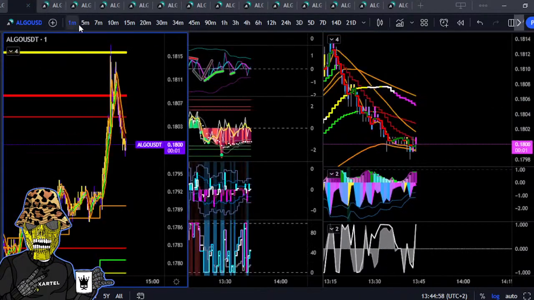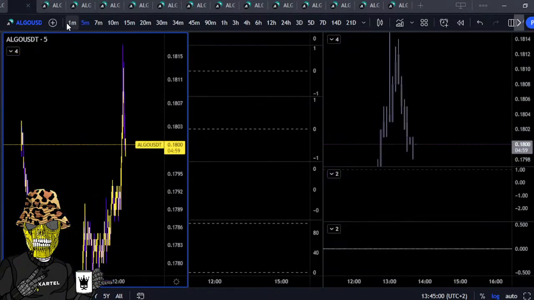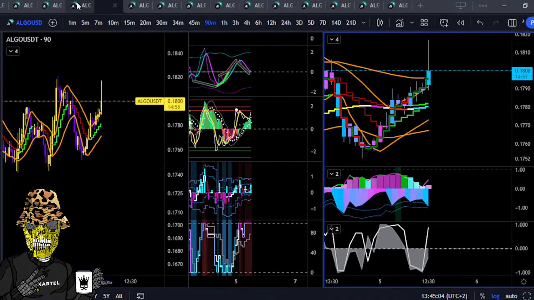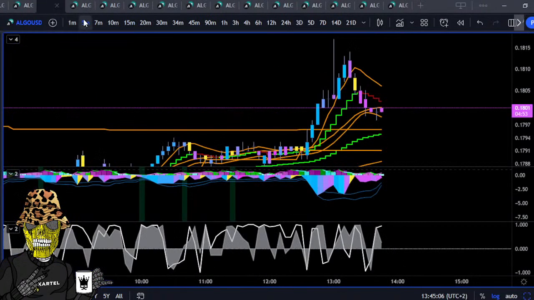Whoa, whoa, whoa. You see, TradingView, not TradingView. TradingView, why are you being dirty? Oh, okay.